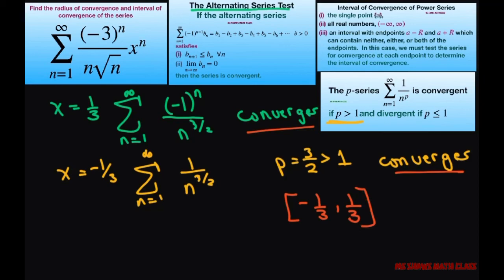So all you're doing when you're testing for the interval of convergence is seeing, can it equal this? If it said divergent, say for 1/3, then it would just be an open interval. That's all you're doing for the interval of convergence.